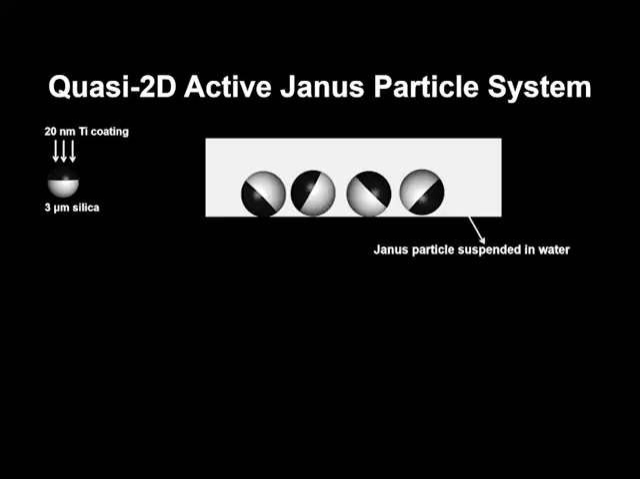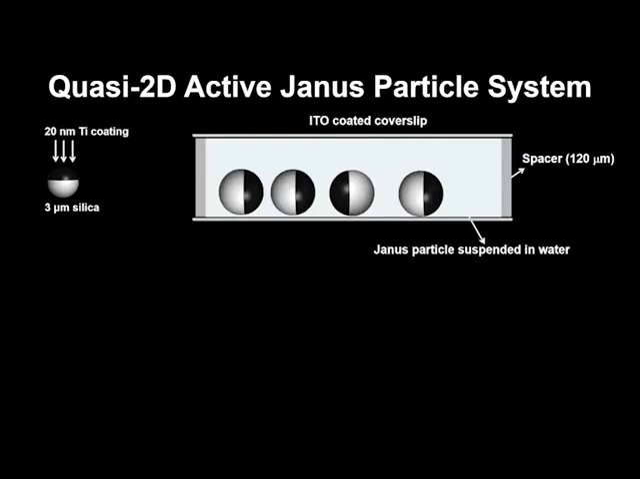Let's start off by looking at how we get the particles moving. We have these 3-micron silica particles. We coat them with metal on one hemisphere so that the two hemispheres have distinct polarizabilities. We suspend these particles in water, sandwich them between two transparent ITO-coated cover slips that are also conductive, so we can apply electric field across the sample.